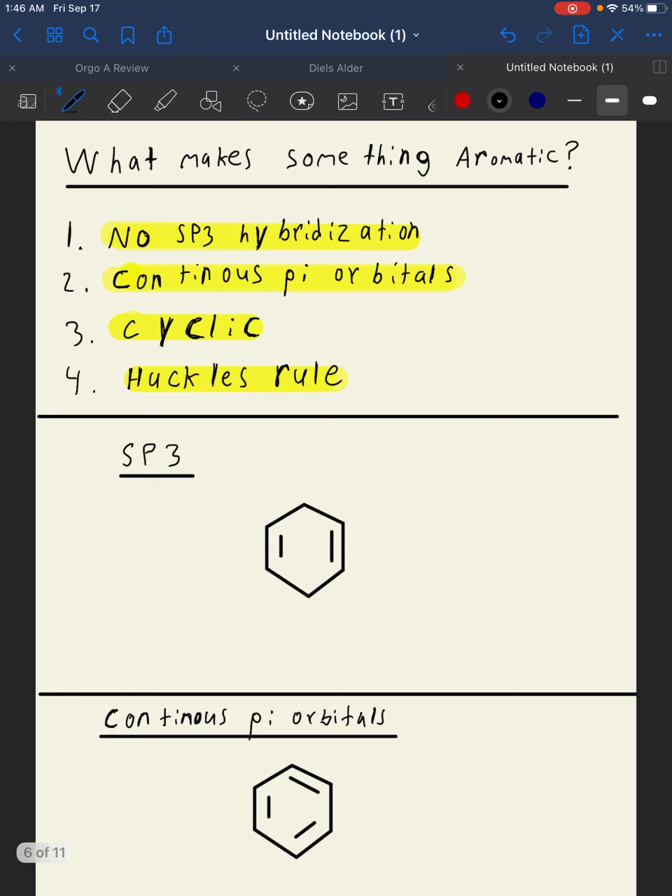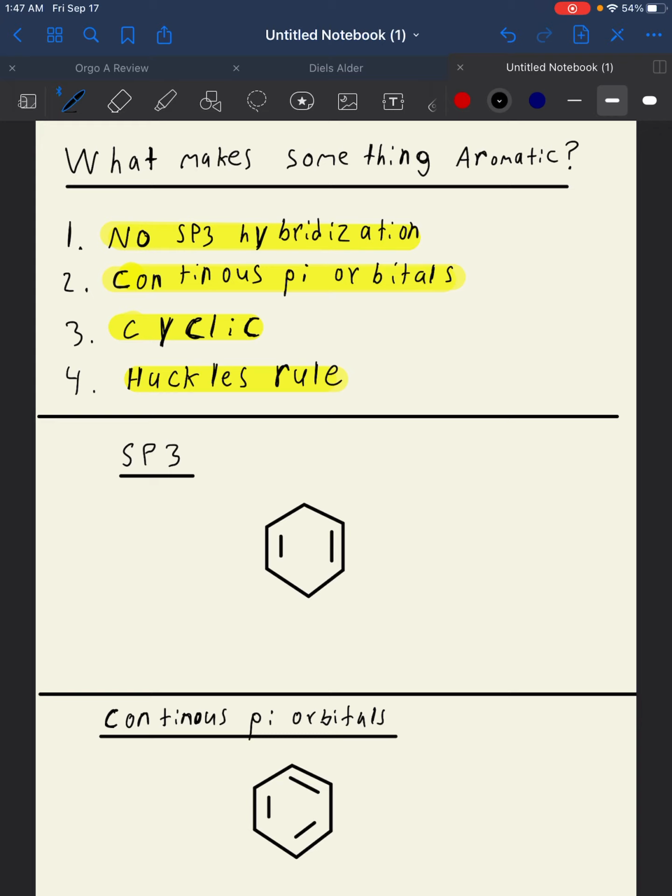So now let's actually look at what makes something aromatic. So the first rule, no sp3 hybridization. I'll show you these rules in depth. I'm just going to name them off first. No sp3 hybridization. Second rule, continuous pi orbitals. Third rule, it has to be a cyclic compound.